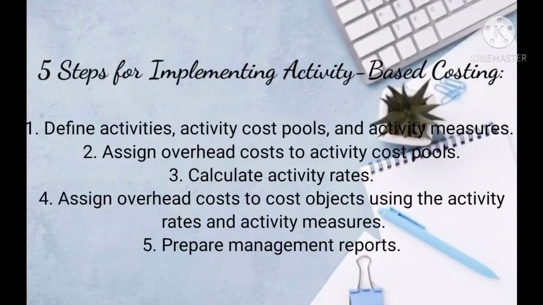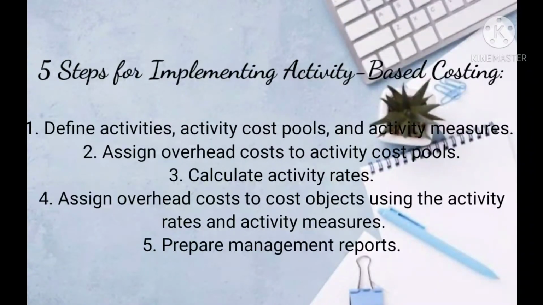There are 5 steps for implementing activity-based costing. First, define activities, activity cost pools, and activity measures. This is the first major step in implementing an ABC system: to identify the activities that will form the foundation for the system. This can be difficult, time-consuming, and involves a great deal of judgment.